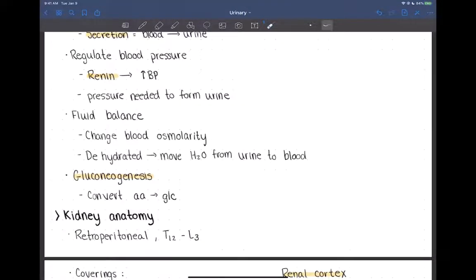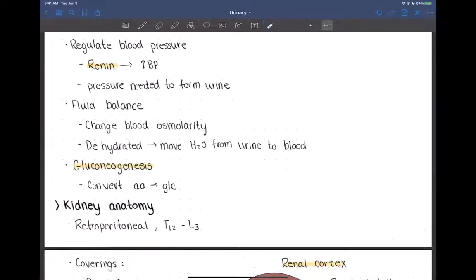The kidneys also help to maintain fluid balance in the body. So if your blood becomes too salty, maybe you're dehydrated, so your blood has a high osmolarity. What the kidneys are going to do is take water and move it from the urine into the blood. That would be reabsorption, so it would increase water reabsorption, putting it from the urine into the blood. And then that way the blood would be a little more diluted and you can maintain that fluid balance.